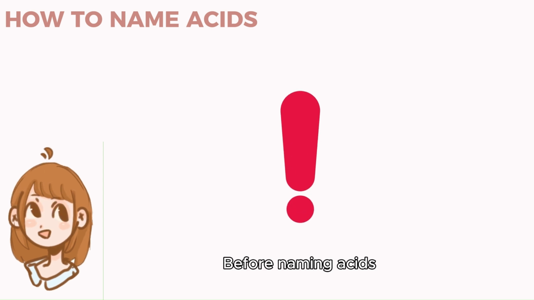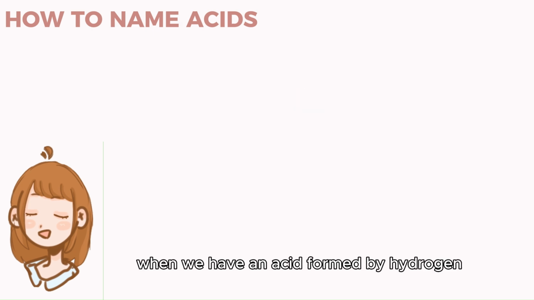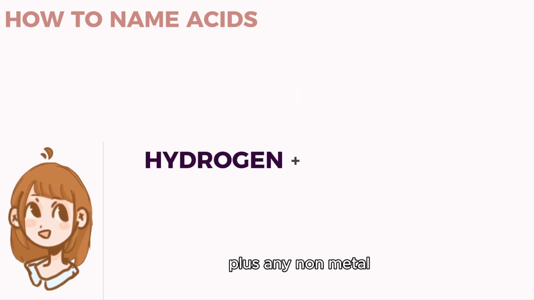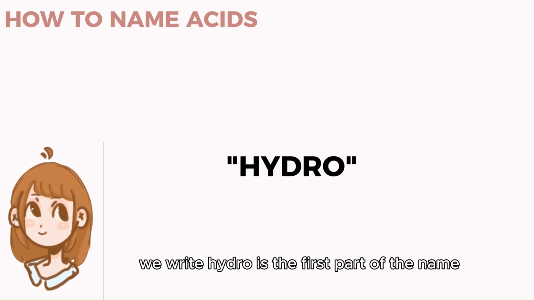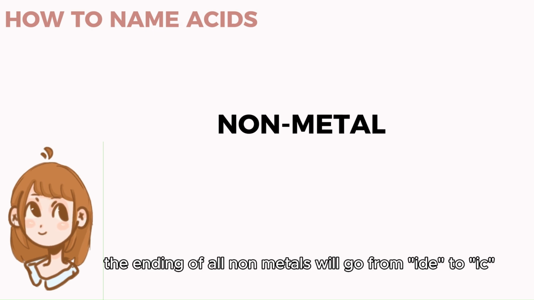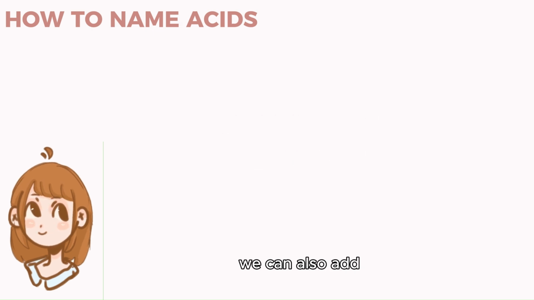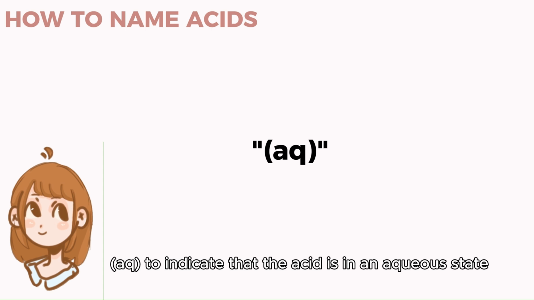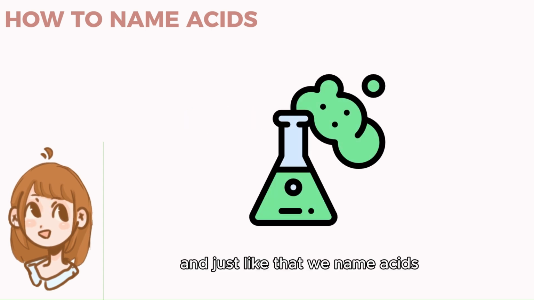For naming acids, it is important to know that when we have an acid formed by hydrogen plus any nonmetal, we write hydro as the first part of the name, and then we follow with the nonmetal. When we name acids, the ending of all nonmetals will go from -ide to -ic. We can also add acid to indicate that the compound is in an aqueous state. And just like that, we name acids.